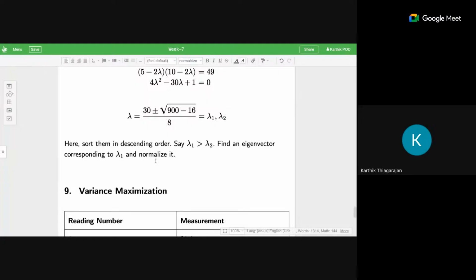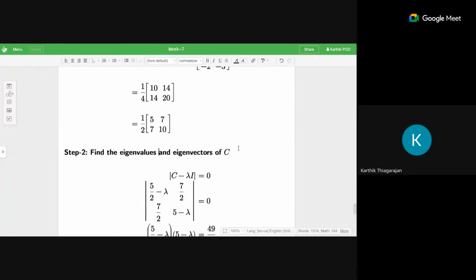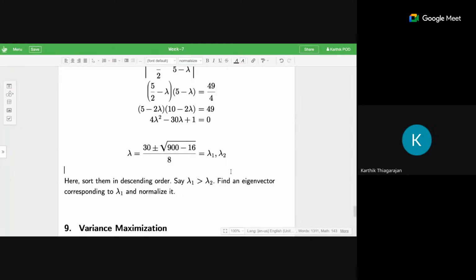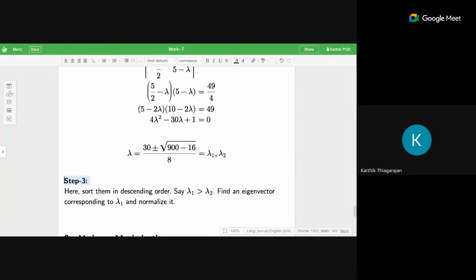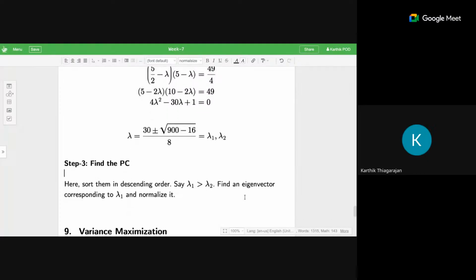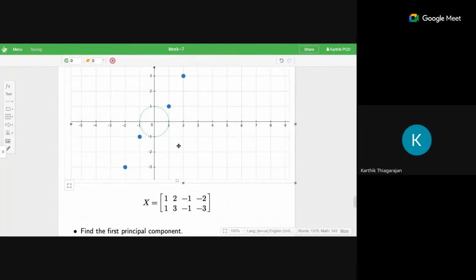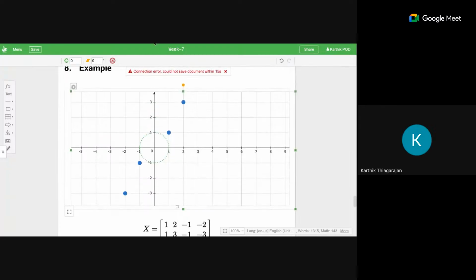Is this clear? So that will be step 3. That was step 2, finding the eigenvalues. Step 3 is to find the PC, the principal component. Sort the eigenvalues in descending order, choose the largest eigenvalue, find an eigenvector corresponding to it, and normalize it. That will be your first principal component. Unfortunately, I couldn't give you an example where the values turned out to be proper.